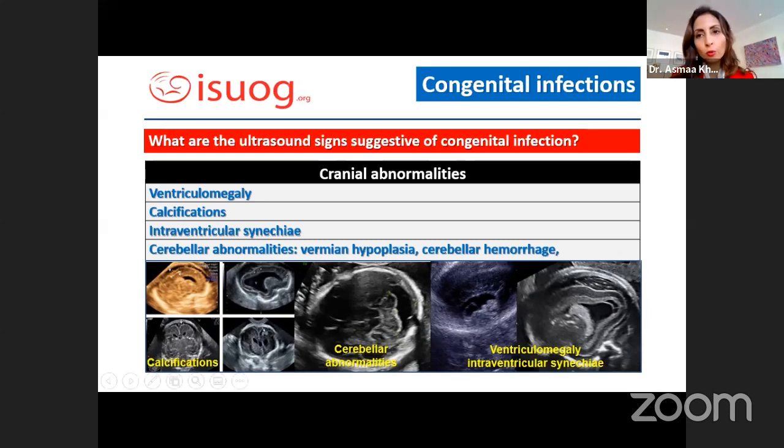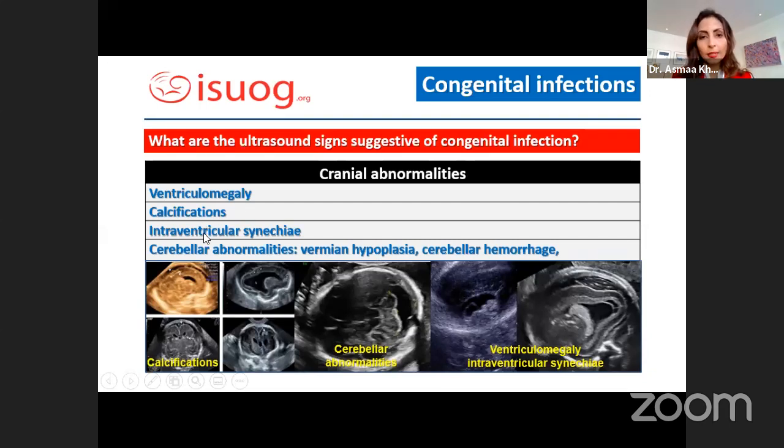I'm going to divide the signs into 3 groups: cranial abnormalities, so brain problems; extracranial abnormalities, affecting the rest of the body but not the head and brain; and other abnormalities that affect the placenta or the amniotic fluid. So the cranial abnormalities: obviously ventriculomegaly, which we often pick up easily on ultrasound in the second or third trimester, and calcification, which you can see on the ultrasound image in the bottom left corner as white spots or white dots in the brain. Then intraventricular synechiae or adhesions, which you can see on the right-hand side. This is ventriculomegaly.